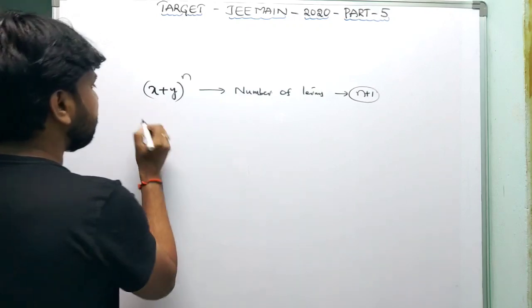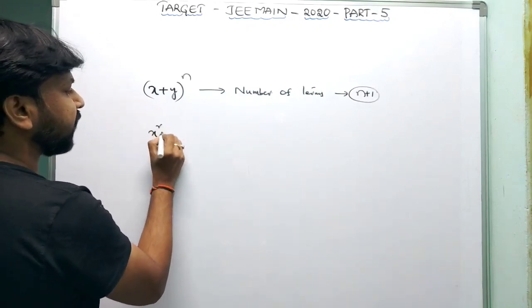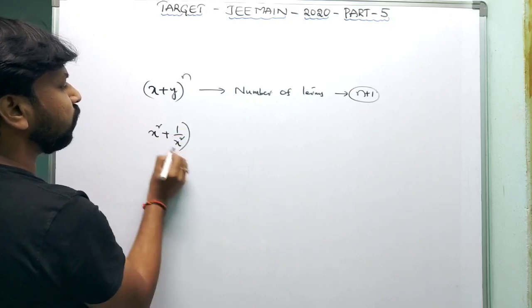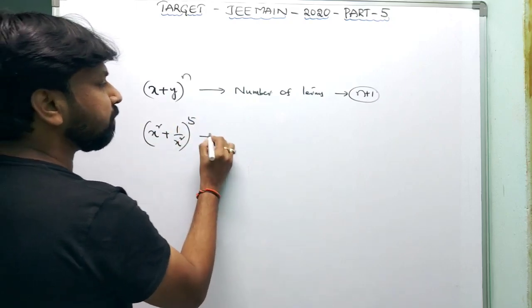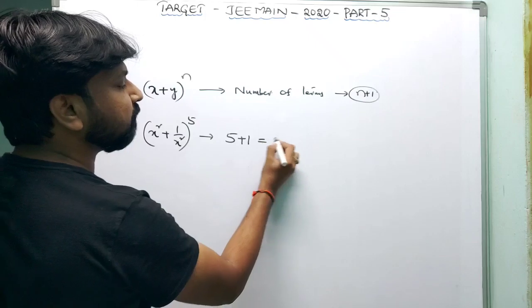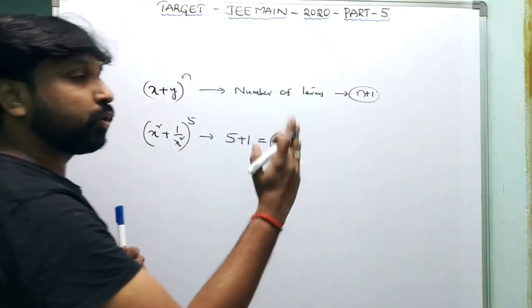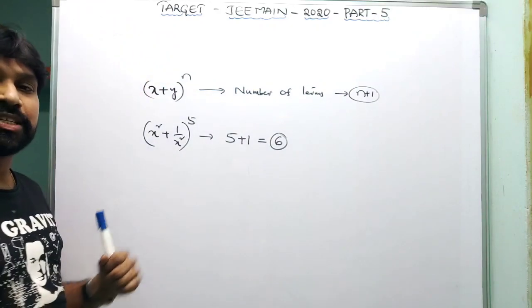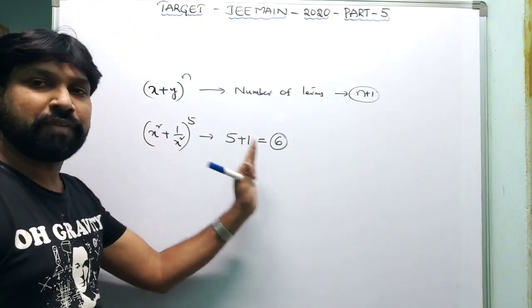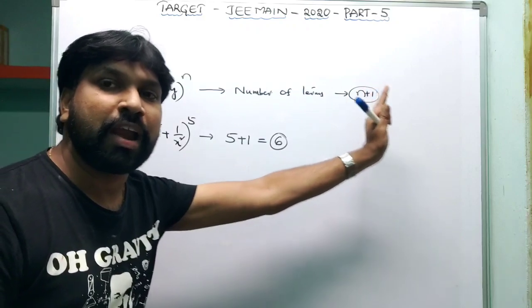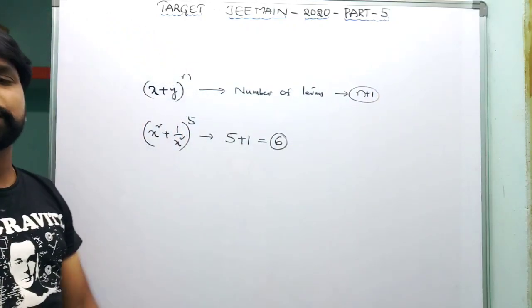Now similarly they are going to ask a question like (x square plus 1 by x square) whole power 5. Then total number of terms, how many, friends? 5 plus 1, 6. Means if you expand this expansion, you are going to get a total of 6 terms. Those are 5c0, 5c1, 5c2, 5c3, 5c4 and 5c5. Total number of terms are 6.